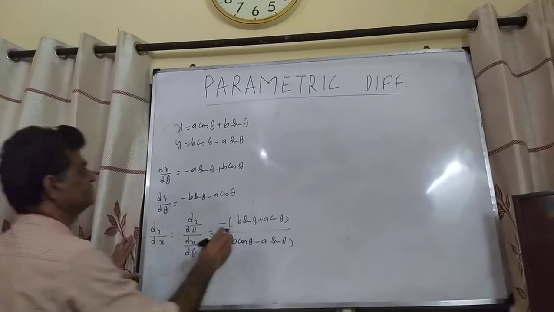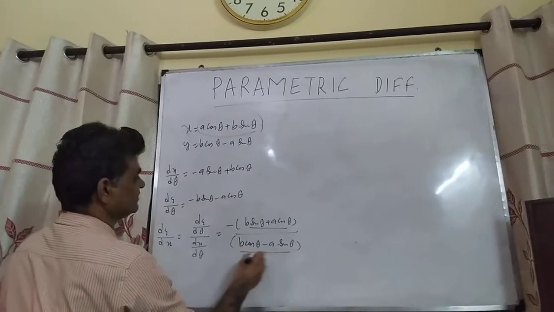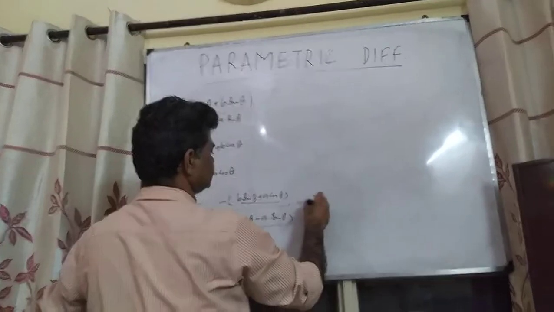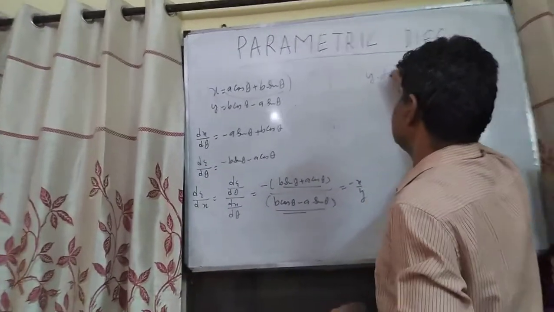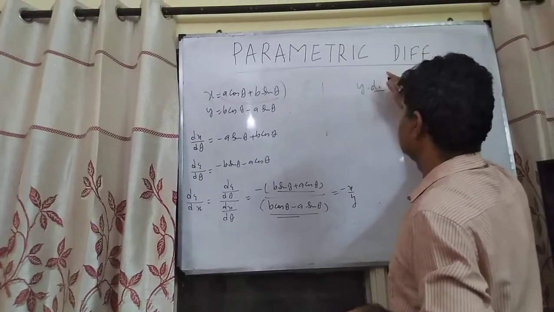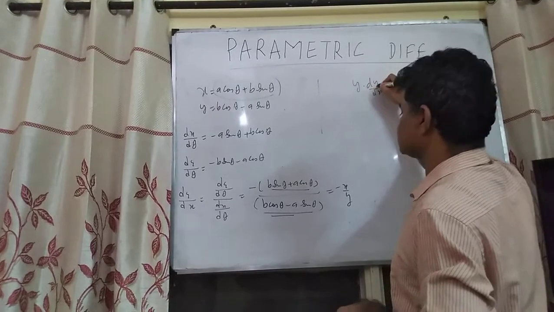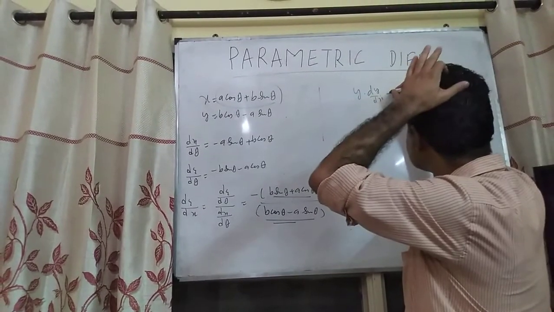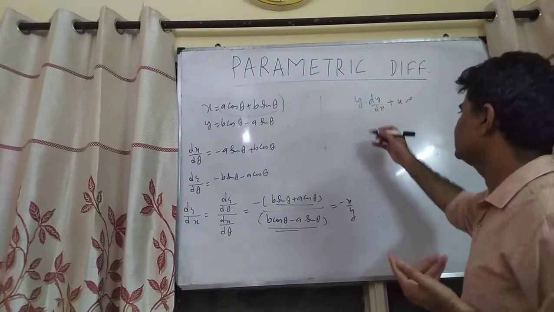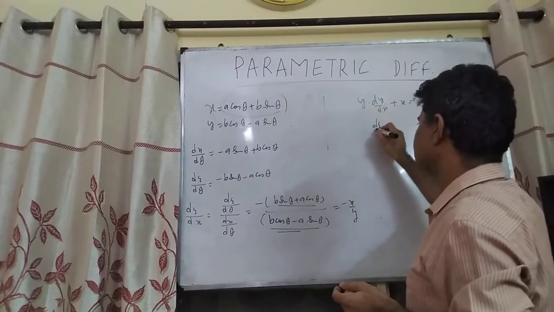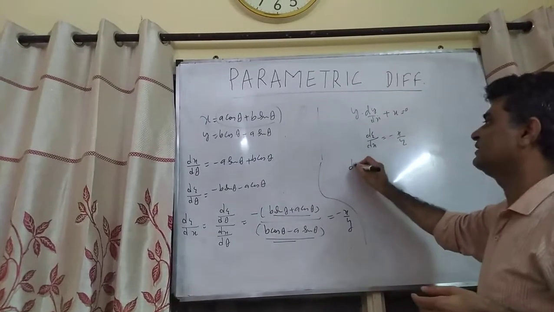Now we can see that b sine theta plus a cos theta can be written as x and the denominator can be written as y. So this is basically minus x upon y. So y into dy by dx plus x is equal to 0. We can see this. Now we can differentiate it, or we can write dy by dx is equal to minus x upon y. Now we are going for double differentiation.